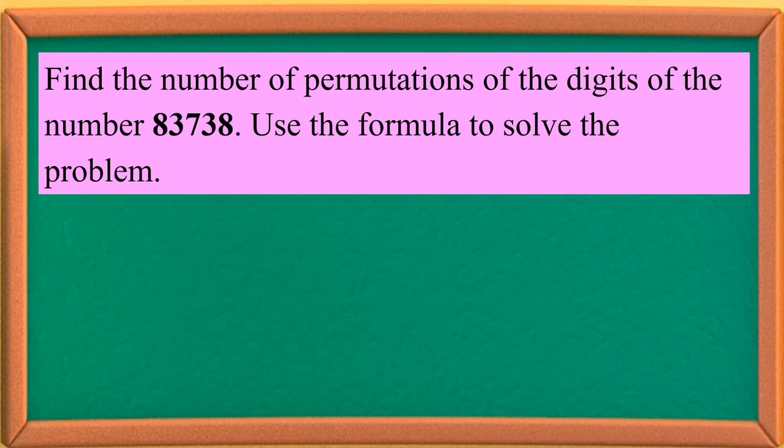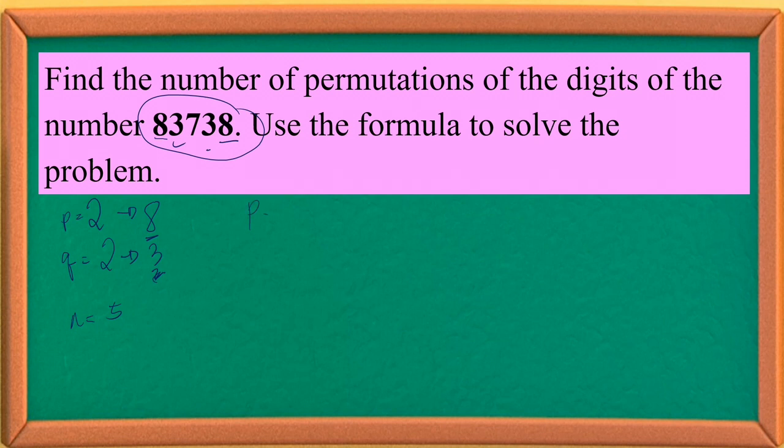Okay, let us solve the given problem. So we have 83,738. We have here the digit 8, twice siya naulit. We have here the digit 3, twice din siya naulit. So this will be the value of P, and this will be the value of Q. And the value of N is the total number of digits. This is 1, 2, 3, 4, 5.